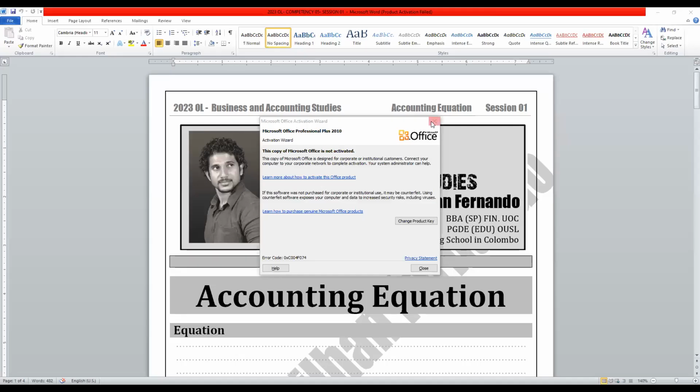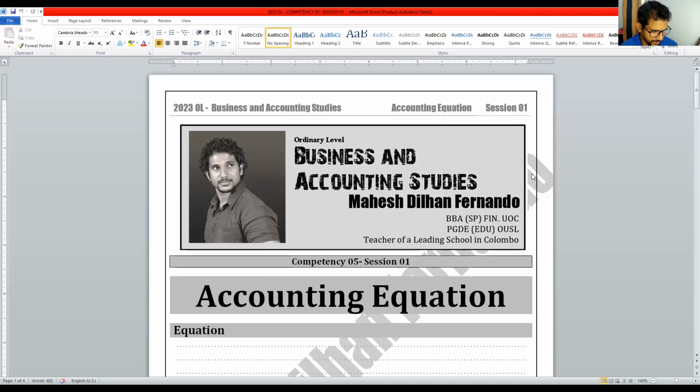So without wasting time, let's start the fifth competency. Right, here we go. Today it is the fifth competency. The name of the competency is accounting equation.